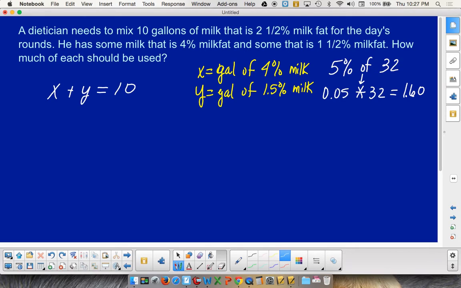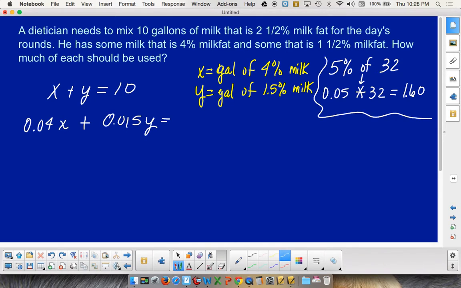So this is why I just did 5th grade math over there. All right. How much milk fat am I going to have when I do the 4%? Well, I've got 4% milk, and I have to take it times the number of gallons I'm going to make of 4%, which is X. That's 4% of X, plus I got the 1.5% of Y.